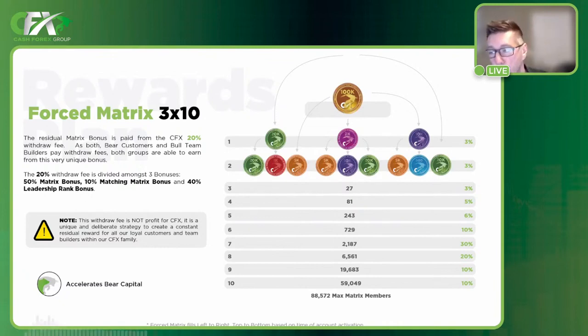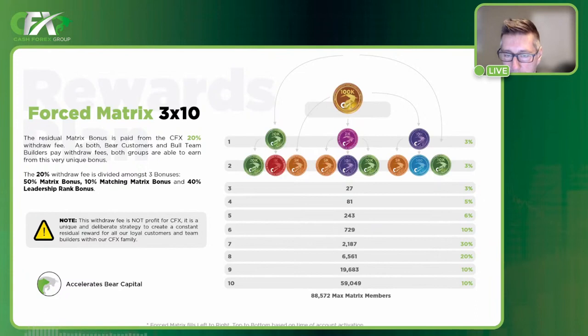Now, this matrix is a very different structure than the bonus we just finished looking at, which was the unilevel. Remember, in the unilevel, you can personally share CFX with any number of people, and all of those people are on your level 1. In this bonus, the structure is very different. You can see on the graphic that you only have room for 3 people on your level 1. So you can't put 10 or 15 or 20 or 100 on your level 1.